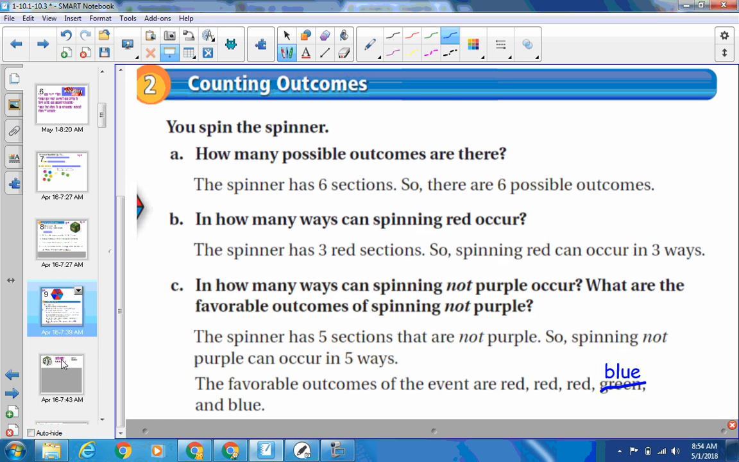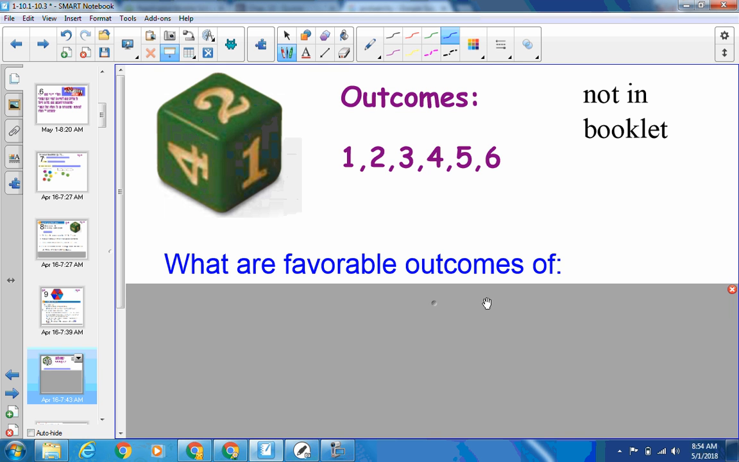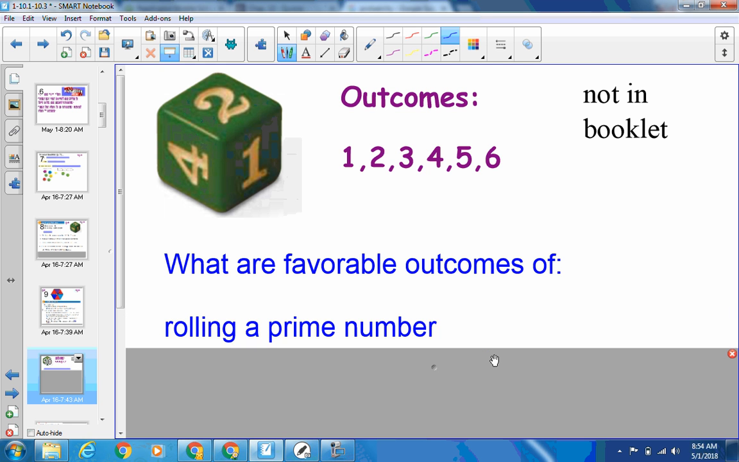Okay, moving on. This is not in your booklet. I'd like you to try this in your spiral. Imagine that you're rolling this number cube and these are the outcomes 1 through 6. What are the favorable outcomes of rolling a prime number? What you would do is list the numbers that are prime out of those. And 1 is not prime, 1 is a special number. 2 is prime because it only has 2 factors, 2 and 1. 3 is the same, and so is 5. So those are the favorable outcomes.